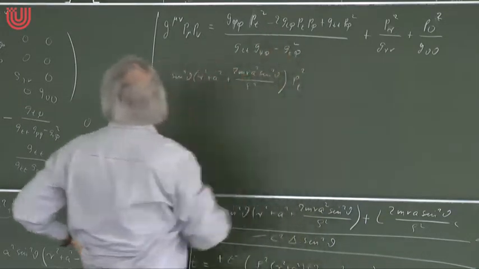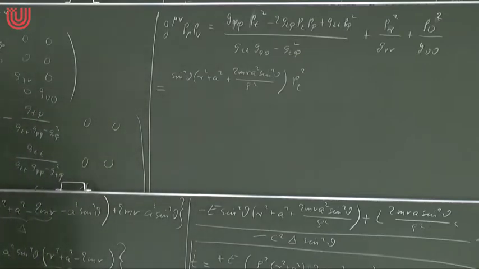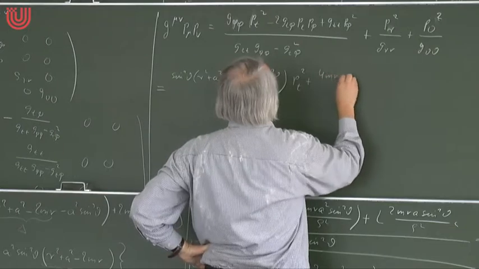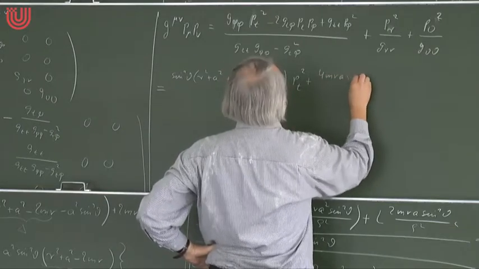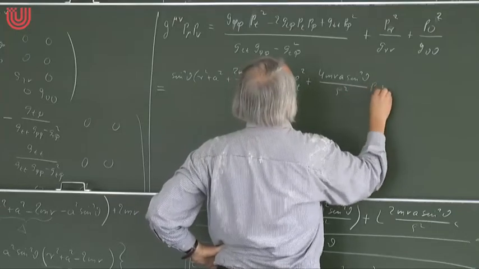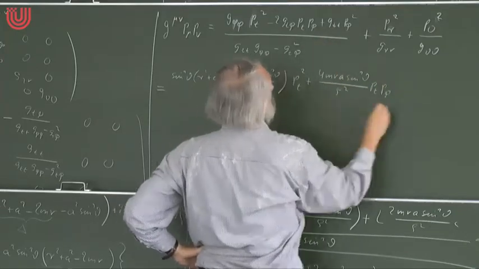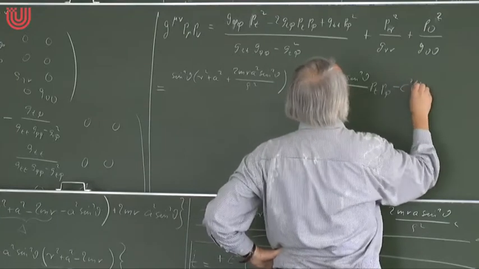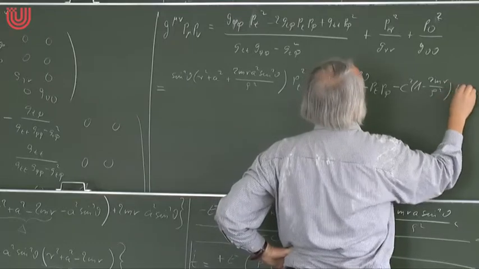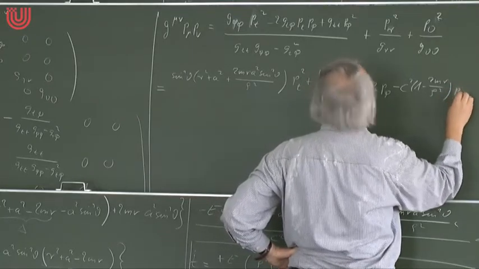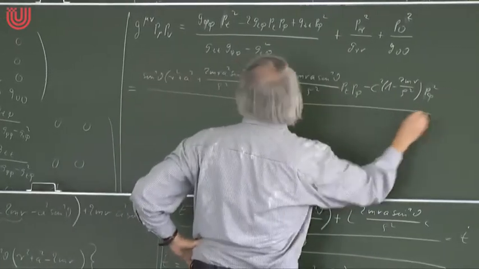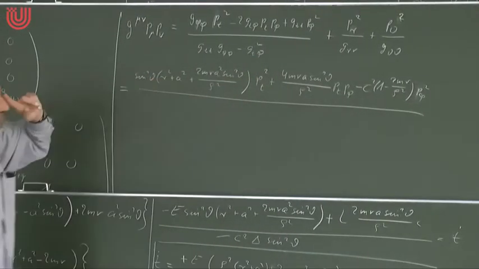Then minus 2 times the mixed term. This is plus 4m r a sine squared theta over rho squared. And plus g_tt is minus c squared (1 minus 2mr over rho squared) p_t squared, p_phi squared, sorry. And the whole thing is to be divided by this determinant, which fortunately we have calculated.